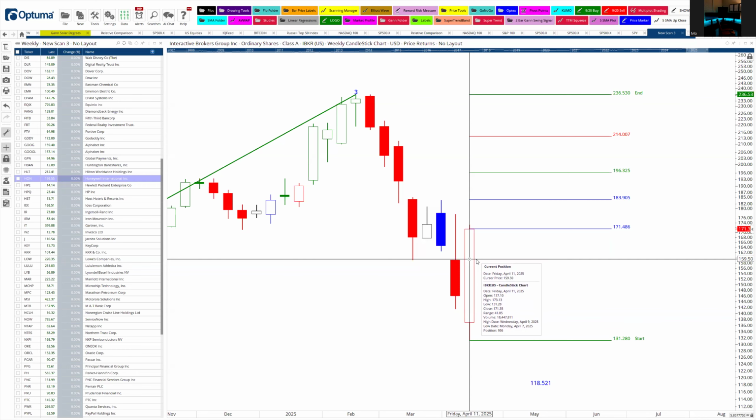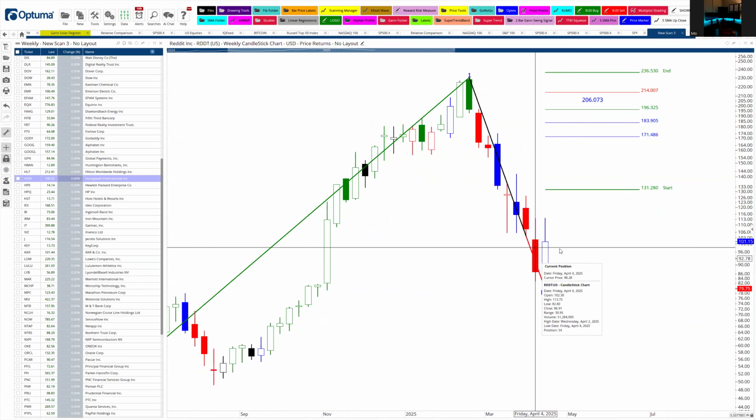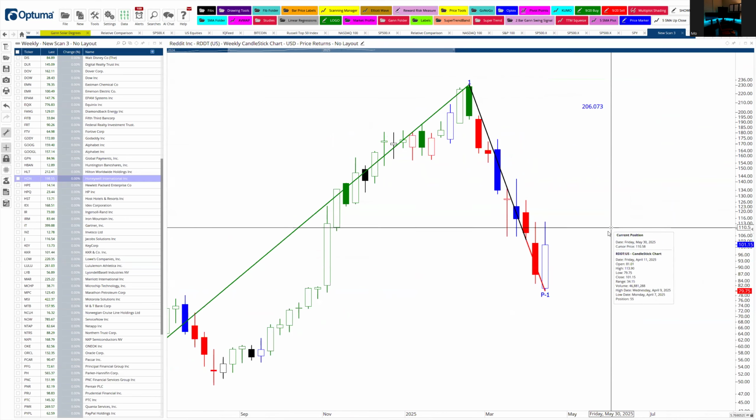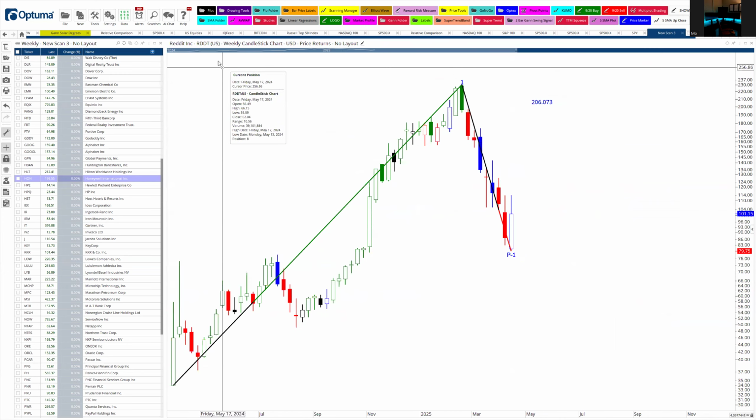Coin we did, IBKR, fine. RDDT? What is it? Oh, it's Reddit. Down in P1. Oh, because it reached a potential swing.